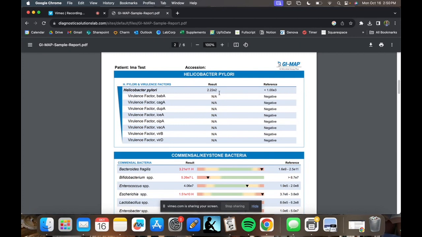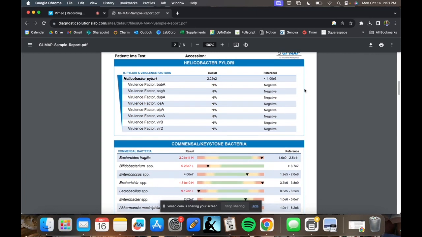Also, full-blown H. pylori infections can contribute to gastric ulcers, and if left untreated for a long time, it can lead to even gastric cancer. So this is something we don't want to ignore. So that is section 1.